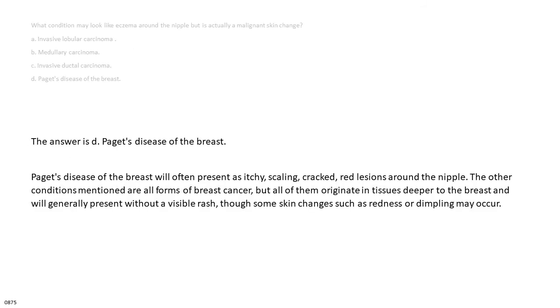The answer is D. Paget's disease of the breast. Paget's disease of the breast will often present as itchy, scaling, cracked, red lesions around the nipple. The other conditions mentioned are all forms of breast cancer, but all of them originate in tissues deeper to the breast and will generally present without a visible rash, though some skin changes such as redness or dimpling may occur.